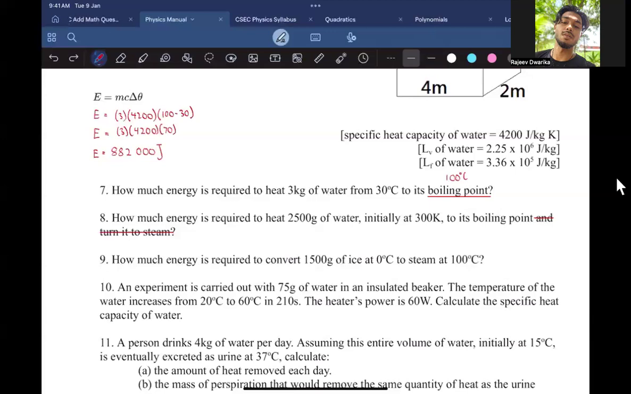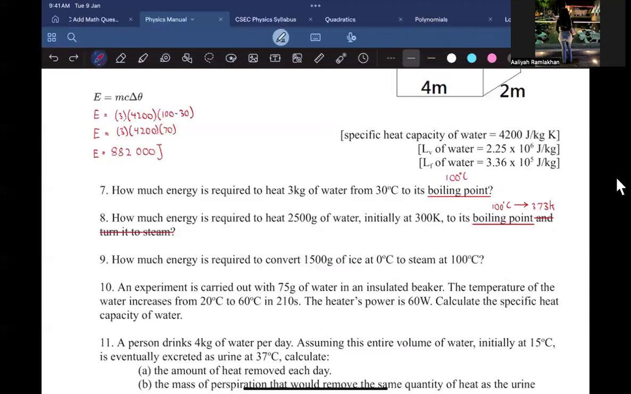Ali, are you with me? Yeah. So we just need to find delta theta. What was the initial temperature, guys? 300 K. And we want to raise our temperature to the boiling point. What is the boiling point? 100 degrees Celsius. But the problem is, this is in Kelvin and this is in Celsius. So you have to convert the boiling point to Kelvin. So that'll be 373 minus the 300.